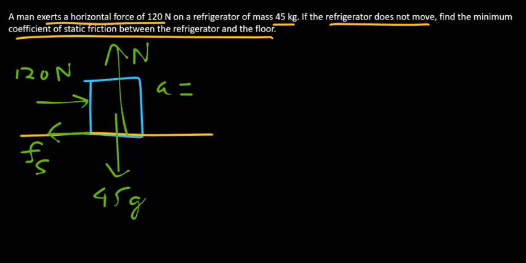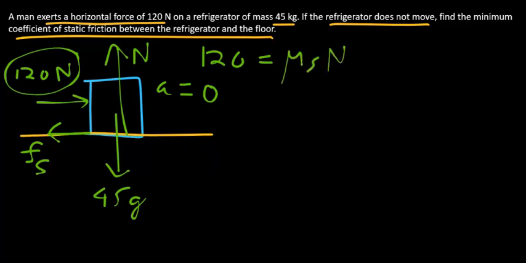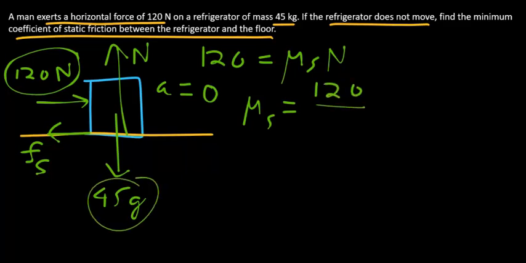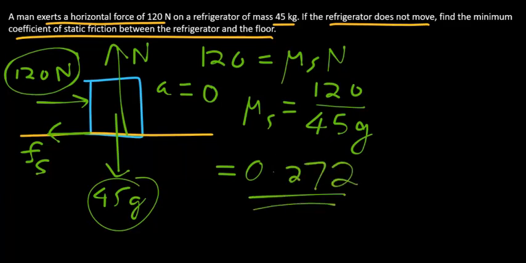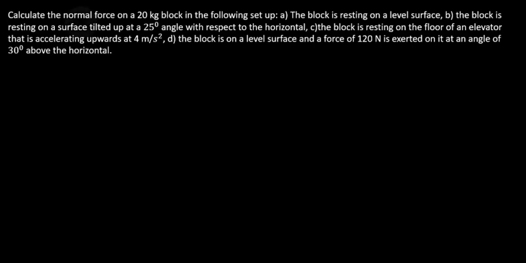The acceleration is 0. To determine the minimum coefficient of static friction, we assume that this 120 newton force is the threshold force that could move this fridge forward. So that means 120 equals mu sub s times the normal force. So mu sub s equals 120 over the normal force, which is equivalent to the weight of the fridge, 45 times gravity. And therefore mu sub s is 0.272.